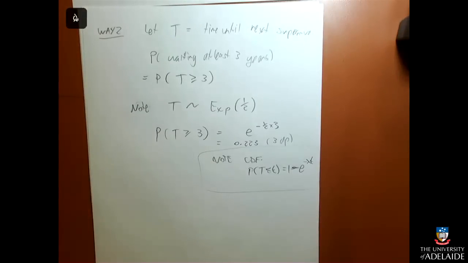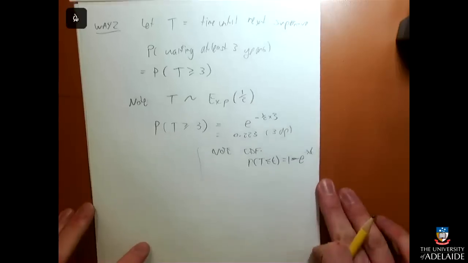So if I wanted to know the probability of waiting at most 3 years, then can that be done with the Poisson distribution? Yeah, I suppose it can. Because waiting at most 3 years is the same as there being at least one event. Yeah, it can be done. Okay, so that's cool.